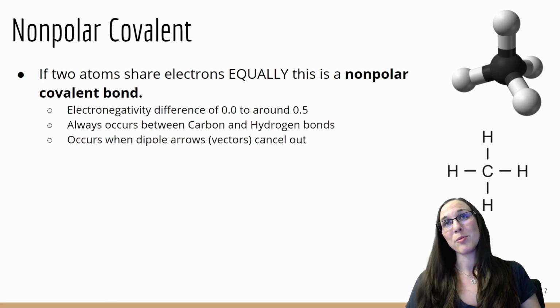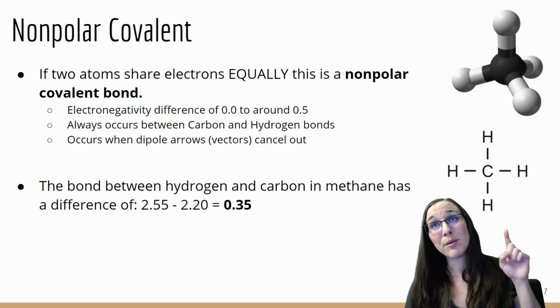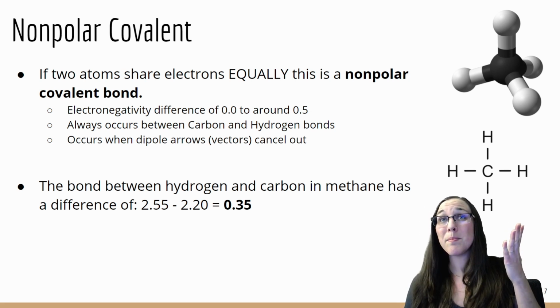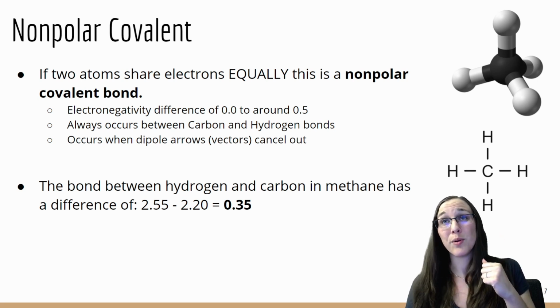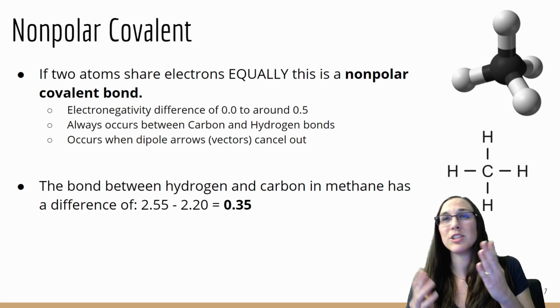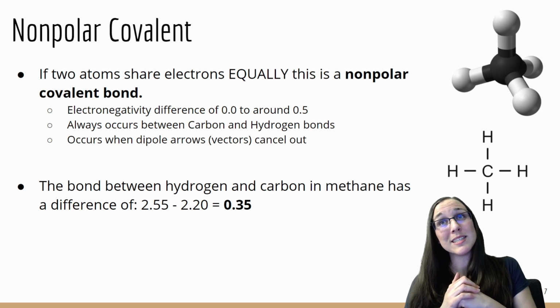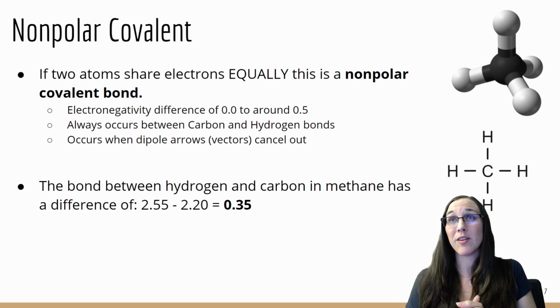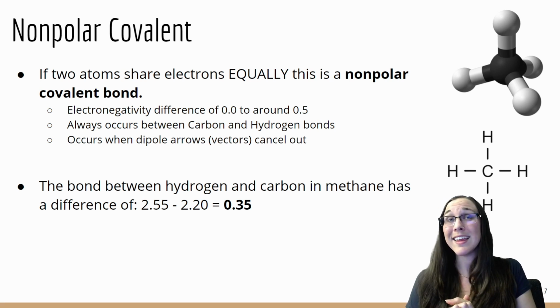Also, as a reminder from a previous lesson, if you have dipole arrows that cancel out, or you can think of them as vectors like in physics, if they cancel out, that also creates a nonpolar molecule. So if we're looking at methane, for example, cow farts, CH4, the bond between carbon and hydrogen is 2.55 minus 2.20. So C minus H, you always just take the larger number minus the smaller number. 2.55 minus 2.20 is 0.35, and that happens to fall within our range of 0 to 0.5. Therefore, we know that methane, CH4, is nonpolar.